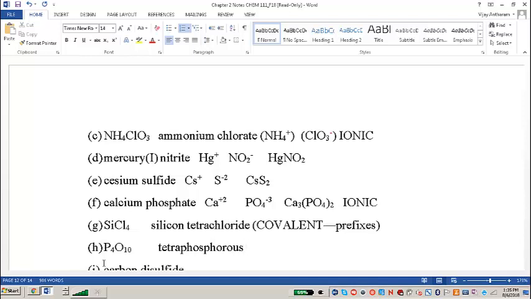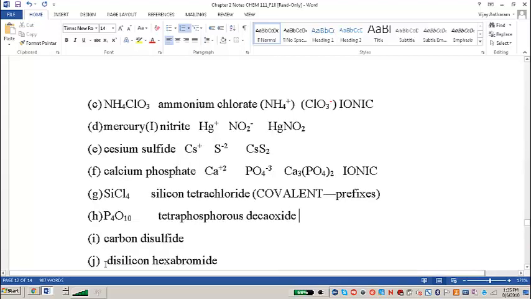What is the prefix for 10? It's deca. Deca oxide. So this is tetraphosphorus decaoxide.